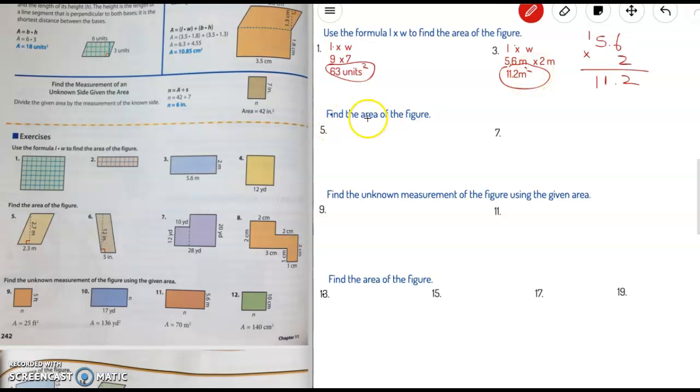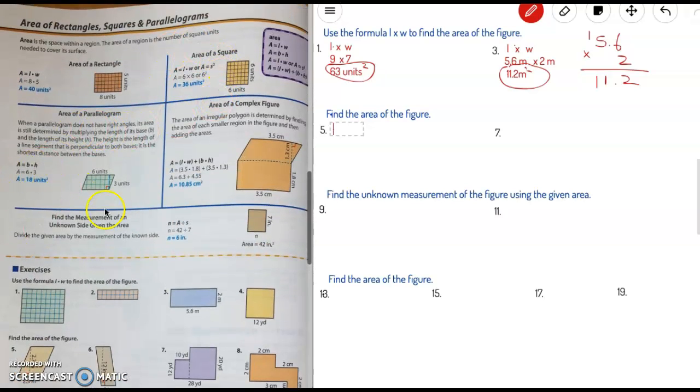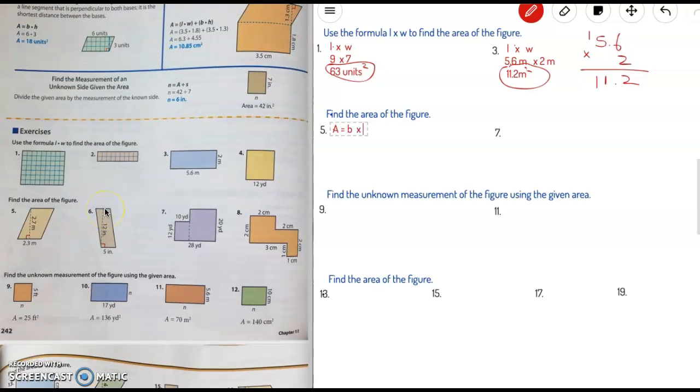Find the area of the figure. Okay, we have a different shape. We have a parallelogram. Very good. And what's the formula for a parallelogram? Base times height. I'm just writing down the formulas here, guys, so to remind us, but you don't have to keep writing down the formulas every time you solve the questions, okay?